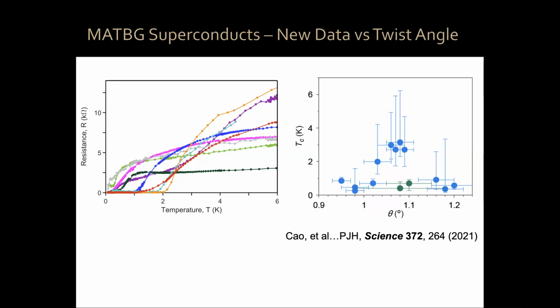Can you comment on the upturn in resistivity that you see in the gray and green curves on the left? Oh, here? Yeah. Yeah, so these were devices with very small twist angles. So what do you mean by upturn? Well, it looks like this is about to shoot up before it goes to 0, right?